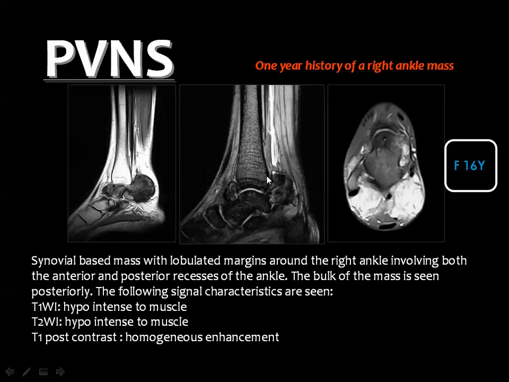And this is also pigmented villonodular synovitis, a big mass posterior to the ankle, a smaller one anterior to the ankle, low signal in the T1, low signal in the gradient image. If you inject contrast material, the lesions will enhance.